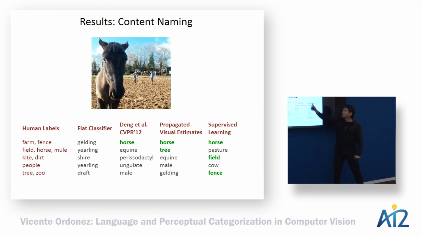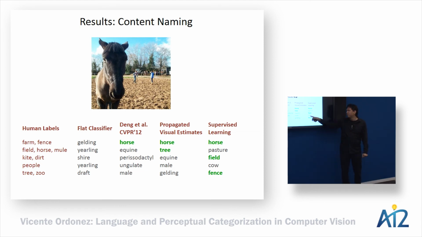And here are some results. You have this image, and then these are the labels that people input for this image. And these are the outputs of a large-scale categorization system: gelding, yearling, shire, yearling, draft. So if you are a fan of horses, maybe you will recognize these words as correct, or more or less correct. But these are the things that people actually said, and they are a completely different set than what the system output. And these are the things that we produced using our various methods. And these are the things that the system we compared against produces, which are all correct. Equine, ungulate, these are correct words, but they are not necessarily the words that people would mention.